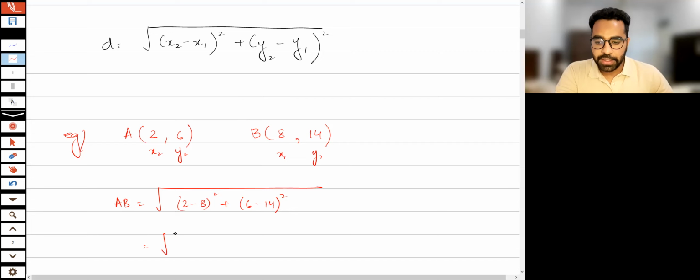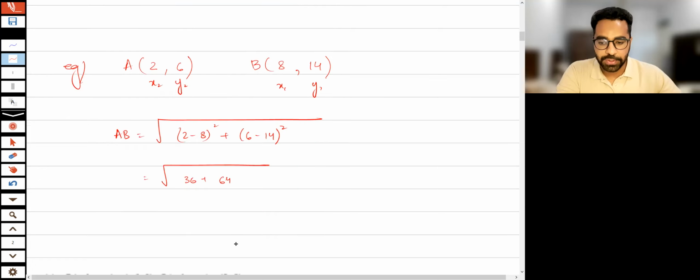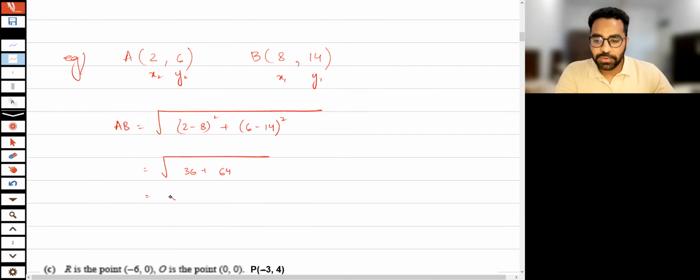Okay, so I'll get under root: minus 6 squared is 36. And 6 minus 14 is minus 8. Minus 8 squared is 64, positive 64. Okay, so 36 plus 64 would give me 100. This becomes the square root of 100, which is 10. So the length of AB, or the distance between the points A and B, comes out as 10 units.